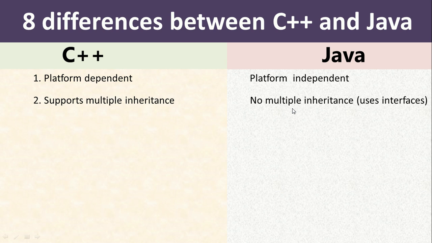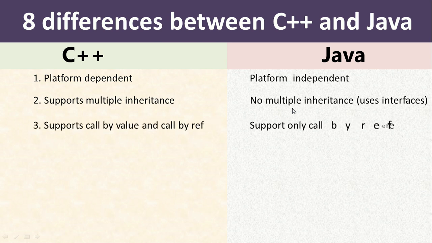So the key point is C++ supports multiple inheritance. It means a class can inherit from more than one parent, just like we humans have two parents, a father and a mother. So C++ supports that. So C++ is more human friendly, if you will say that. Java doesn't support multiple inheritance. Java classes can only inherit from one parent.